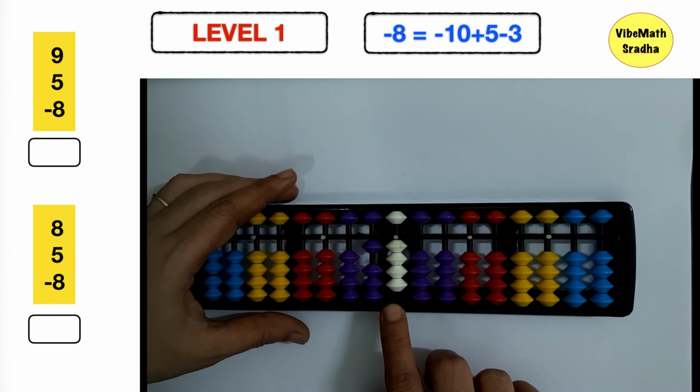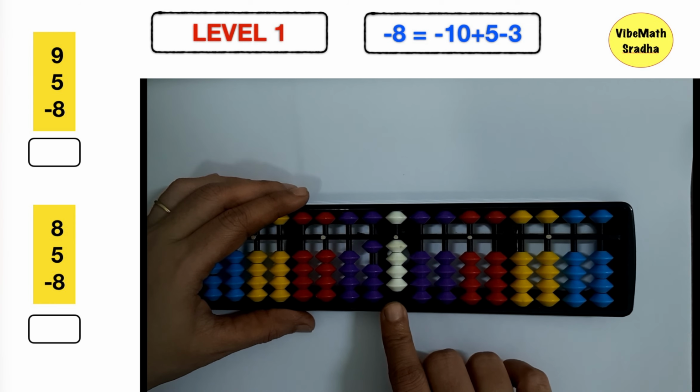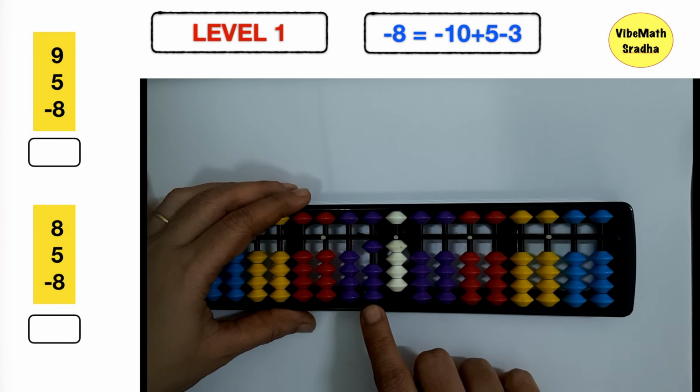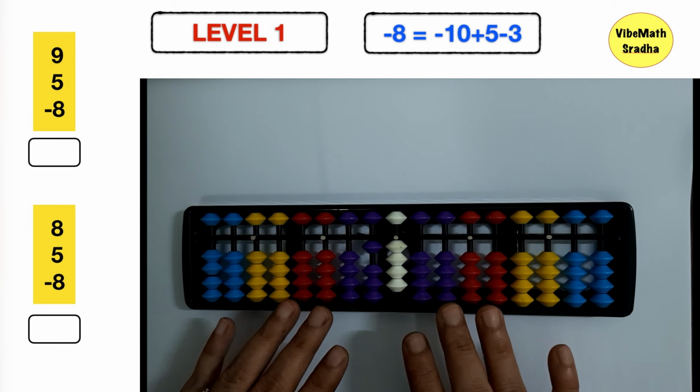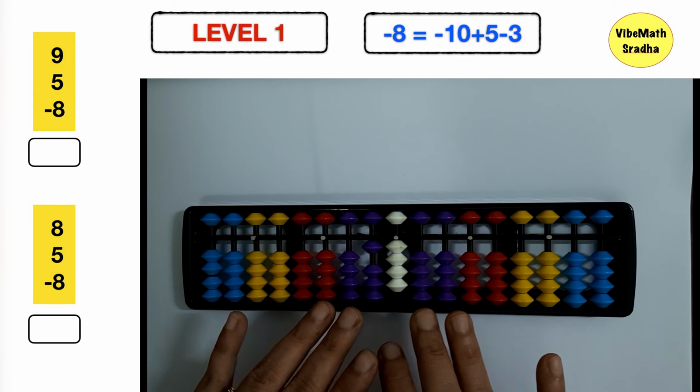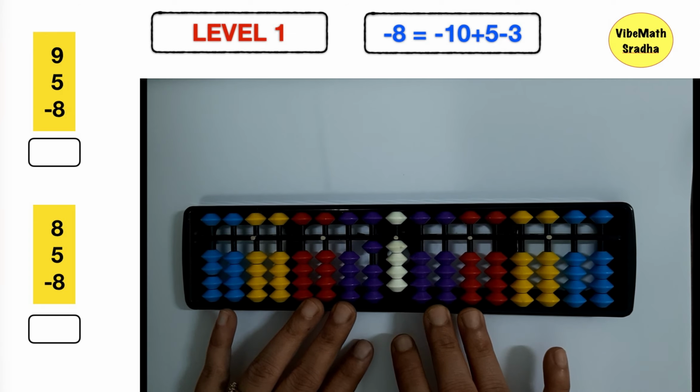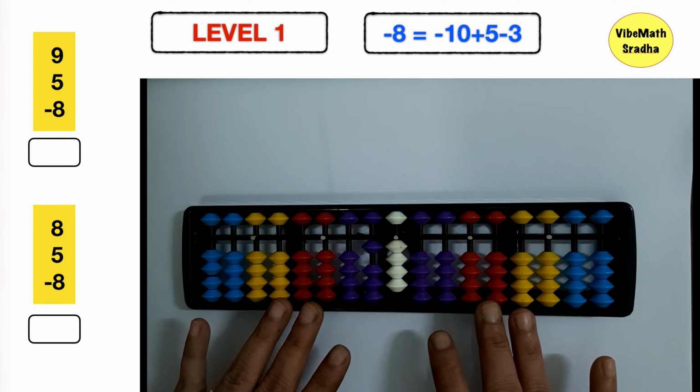See, here the direct subtraction of 8 is not possible, but we need to subtract 8. Also, we are unable to use the big friend subtraction of 8. So, in this situation, how can we subtract 8? In such cases, we have to use the combination subtraction of 8.